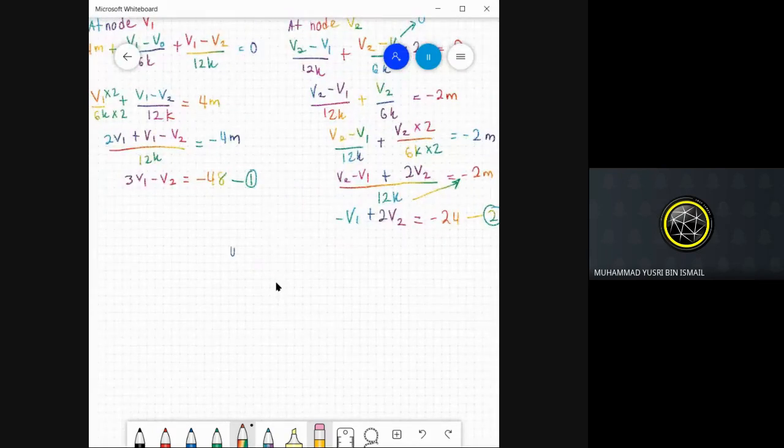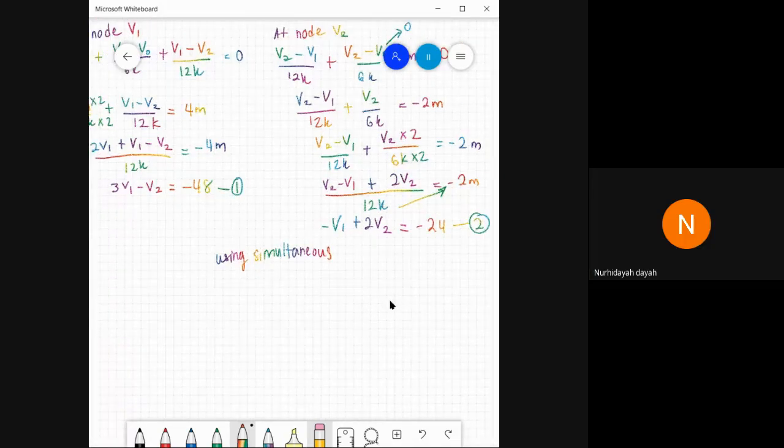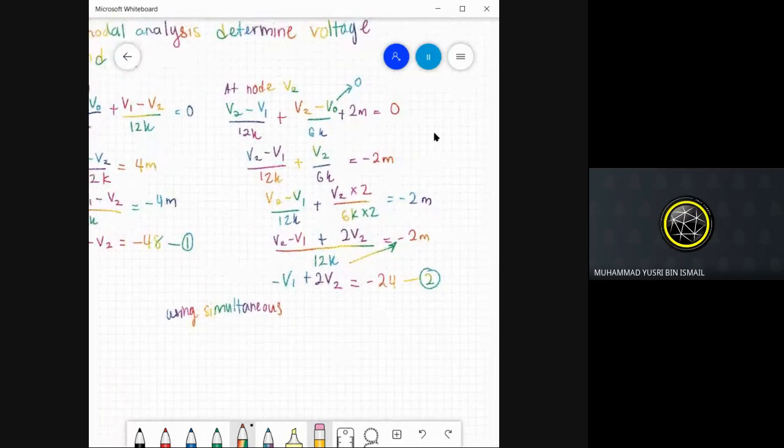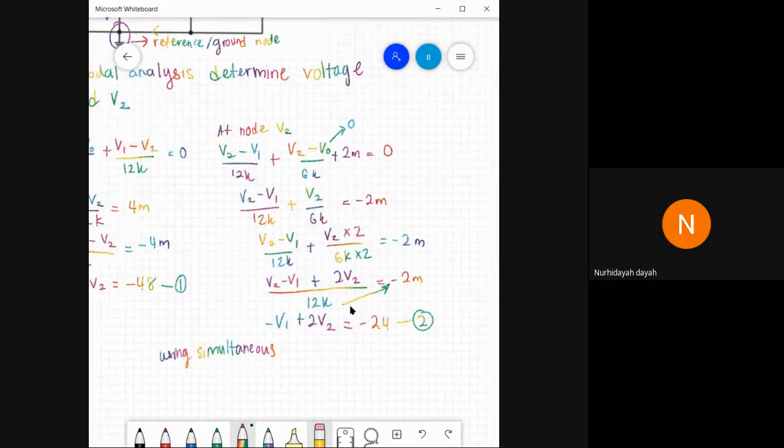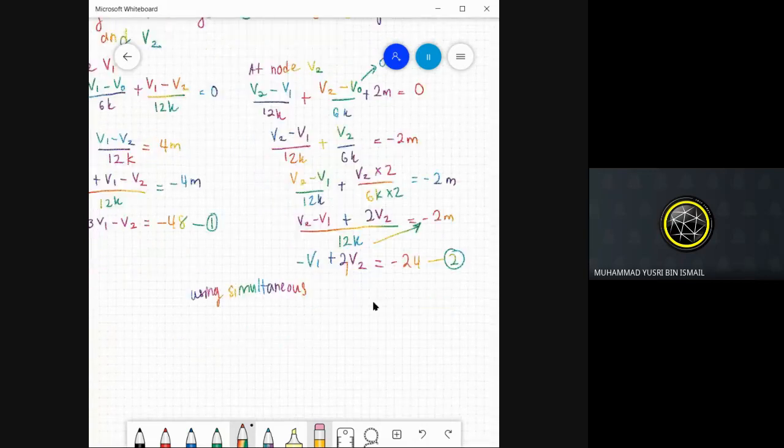So using... Sir, here at V2, isn't it 3V2? Which V2 from the last time, the negative V1 plus 3V2? Oh, 3V2. Okay, 3V2, because it is 2V2 plus one more. Okay, 3V2, 3V2.